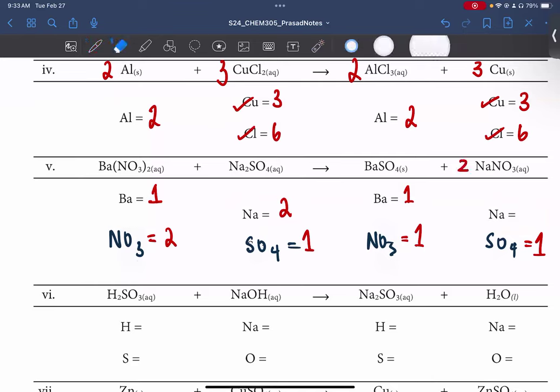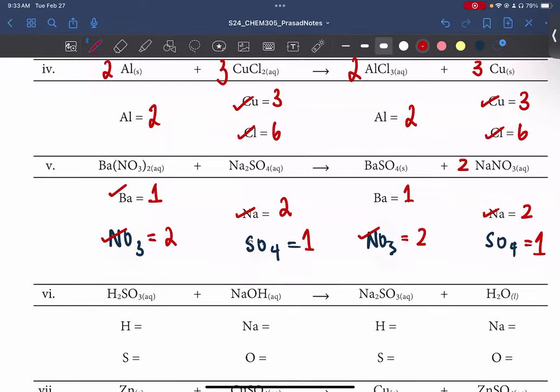In doing so, we have increased the number of sodiums and unintentionally also increased the number of nitrates. With that, sodium is balanced. But thanks to sweet serendipity, you have actually also just balanced the nitrates. And of course, the barium and the sulfate were fine to begin with. Any questions on this one?